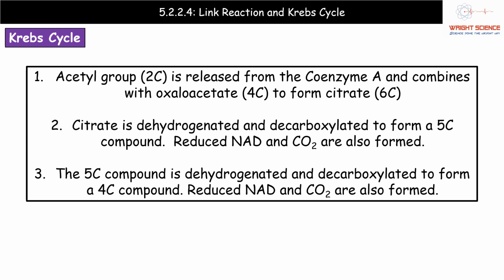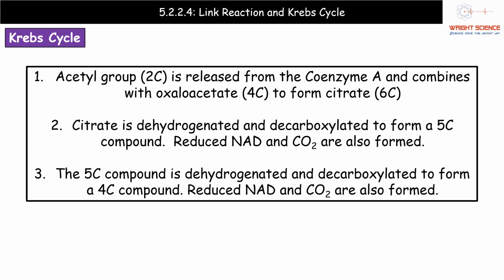If you prefer written versions of it, here it is. Okay, so our acetyl group, 2 carbons, released from coenzyme A and combines with our oxaloacetate, that 4-carbon compound, to form the 6-carbon citrate. First thing that happens, citrate is dehydrogenated and decarboxylated. That means we have a 5-carbon compound, and because we're going through those two processes, carbon dioxide and reduced NAD are also made.